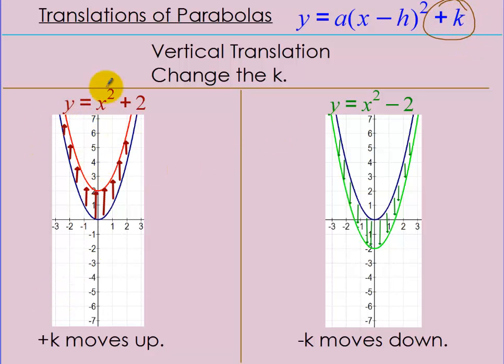So for example, if you have a positive k value, the graph is going to move upwards. In this case, y equals x squared plus 2, the graph is translated up. If that k is negative, in this case minus 2, the graph is translated down. So minus 2 means everything goes down 2 units.